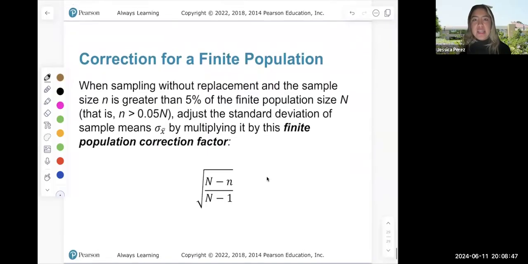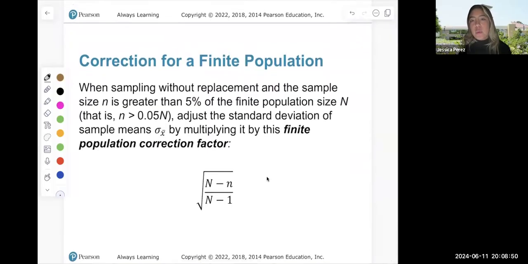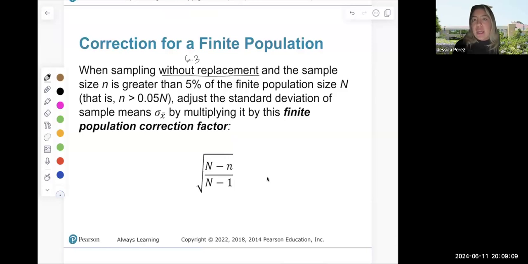Okay, so we'll finish this last one by talking about what a correction for a finite population is. When we're sampling without replacement, this is what we saw at the end of section 6.3. When the sample size n is greater than 5% of the finite population of size N, we have to apply a correction. So there exists this finite population correction factor for sigma of x, where big N is the population size and little n is the sample size.